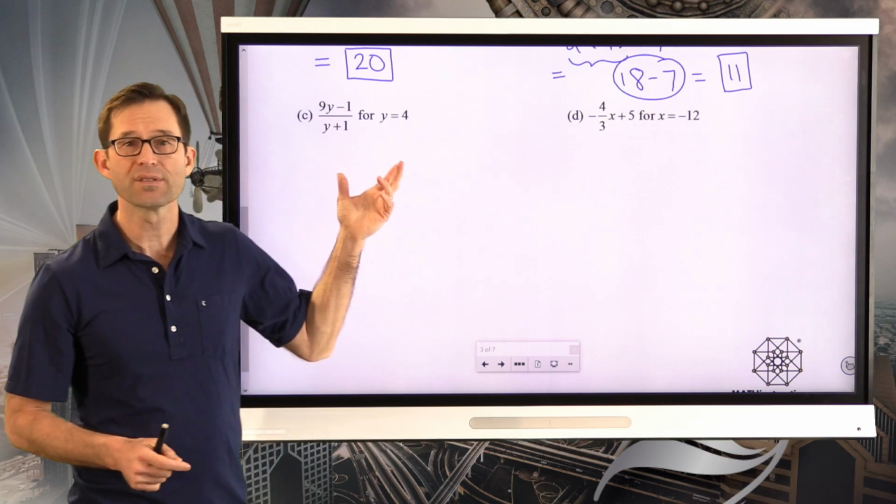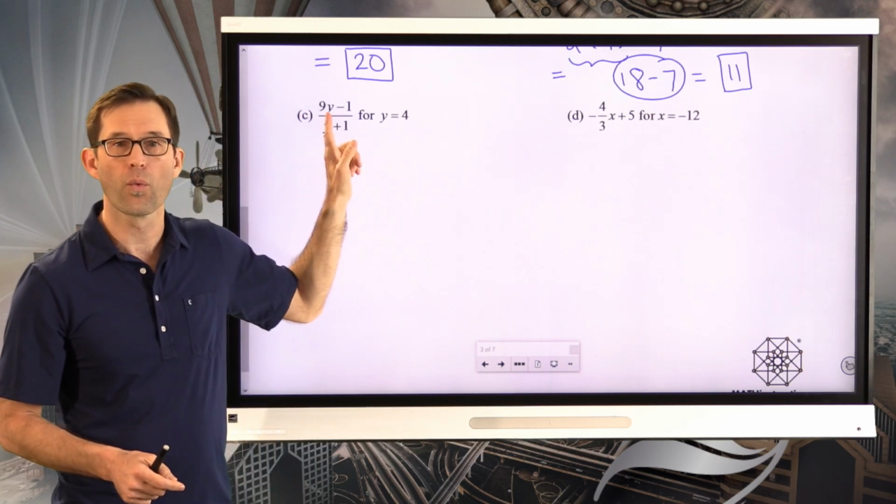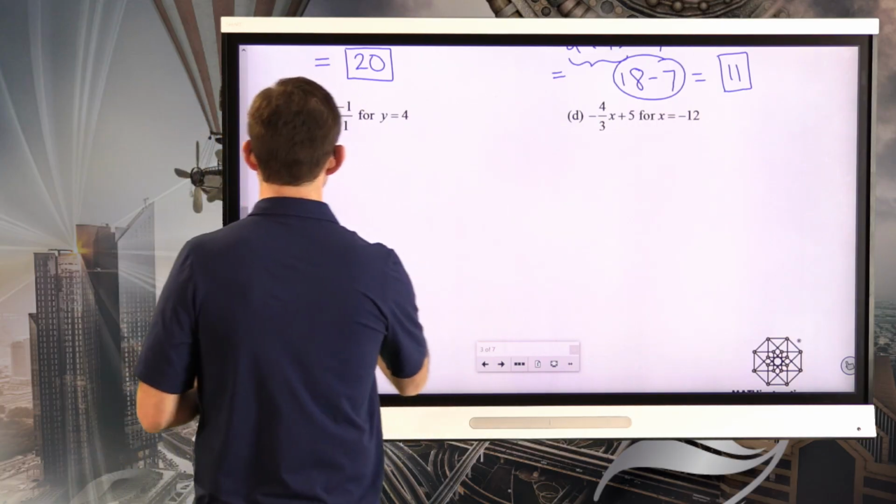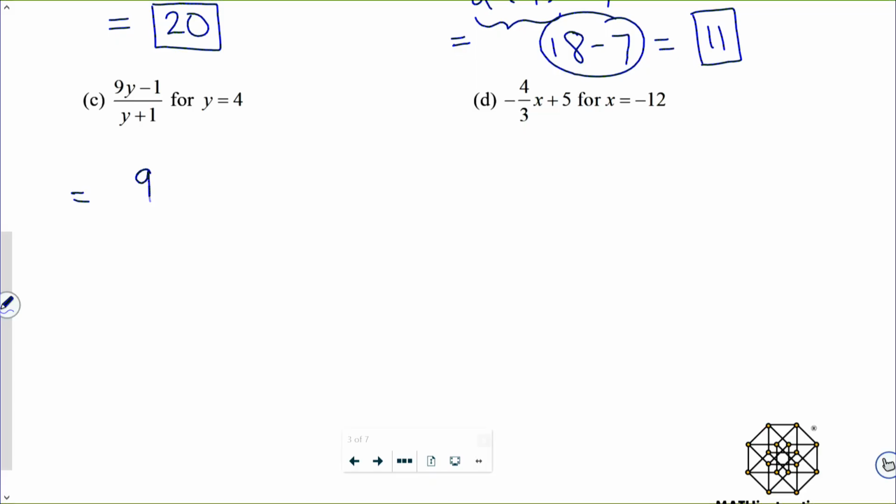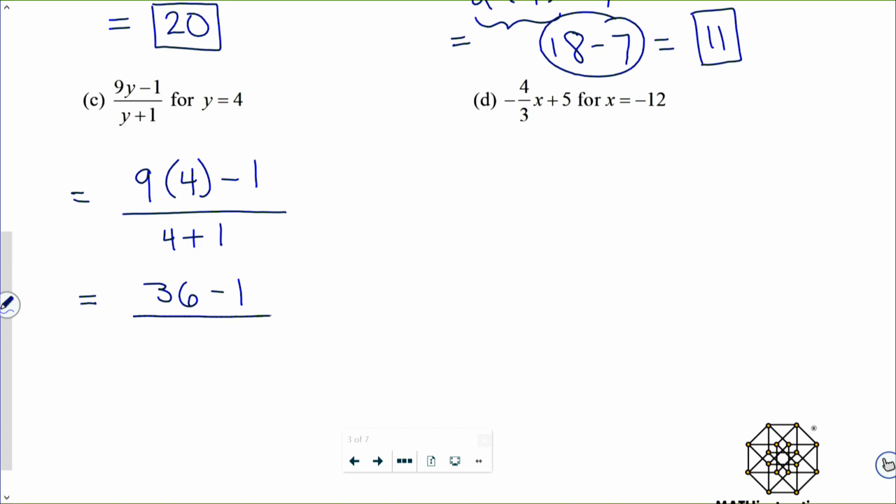All right, so in a situation like this, let's put that 4 in for the y here and the y there, and let's see what it looks like. Here we go. All right, so I'm going to have 9 times 4 minus 1 in the numerator, and then I'm going to have 4 plus 1 in the denominator. Now in the numerator, I have to do that multiplication first, so 9 times 4 is 36. And in the denominator, I'm just going to leave it as 4 plus 1 for the time being. I can now do that subtraction in the numerator, and that's going to be 35, and do that addition in the denominator, which is going to be 5, and now 35 divided by 5 gives me 7. All right.